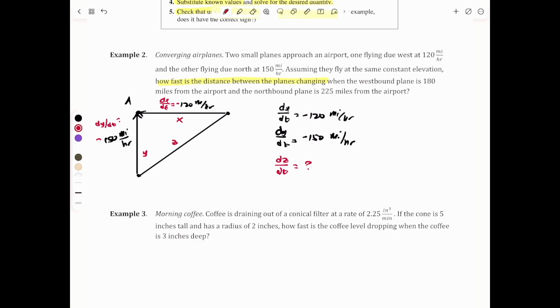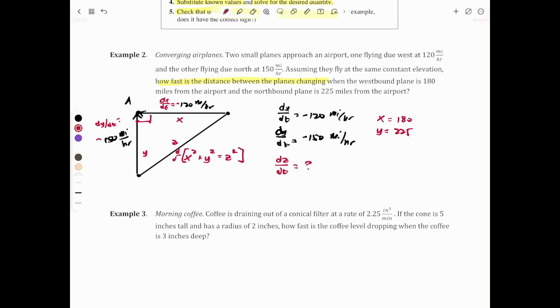When the westbound plane is 180 miles from the airport, and the northbound plane is 225 miles away from the airport. So the question is, what equation relates these 3 quantities, x, y, and z? We have a very large right triangle, and we're talking about distances. To me, this says we're dealing with the Pythagorean theorem. So there's my equation. All we've done so far is make the diagram, figure out what we know, what we don't know, and now it's time to differentiate.